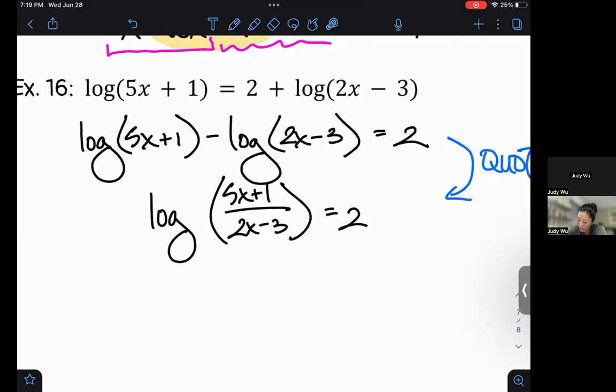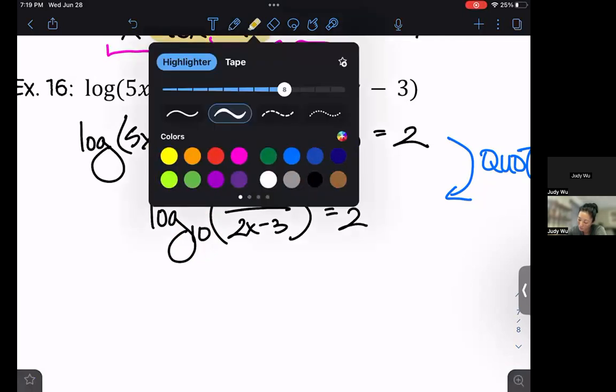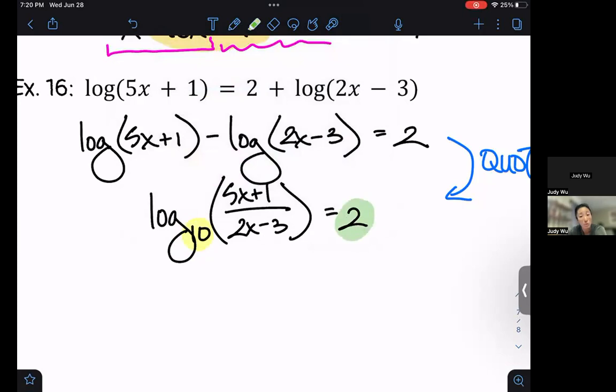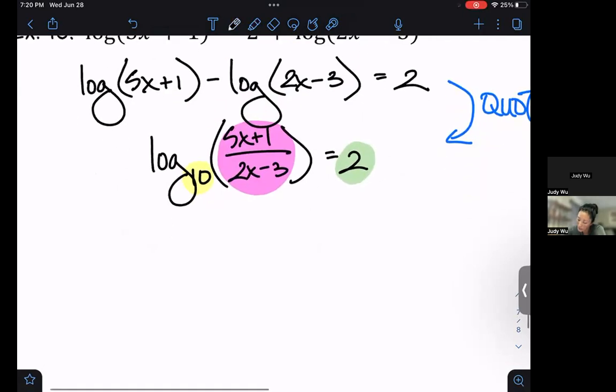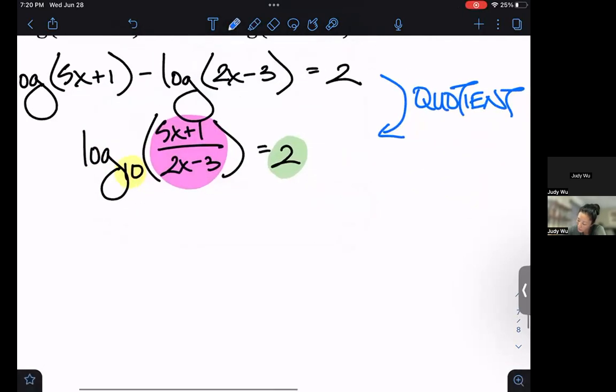And why did I leave such a big space here? I want to set myself up for success. I know I'm going to have to write this in exponential form, and it's so much easier if I could find the base 10, okay? So we have our base, we have our power that we're raising that base to, and then we have our unknown, okay?